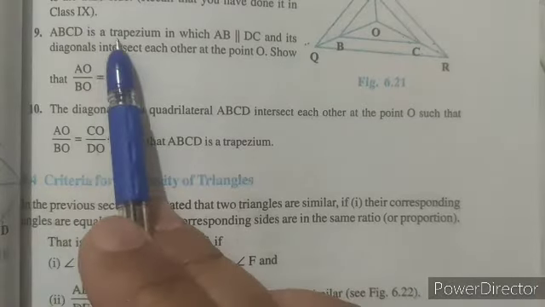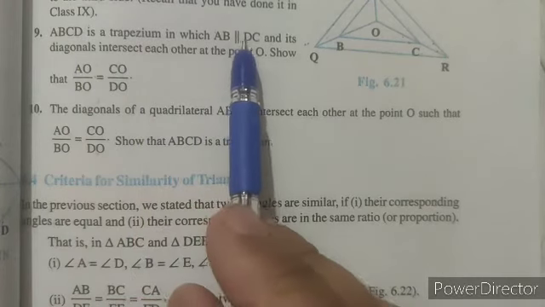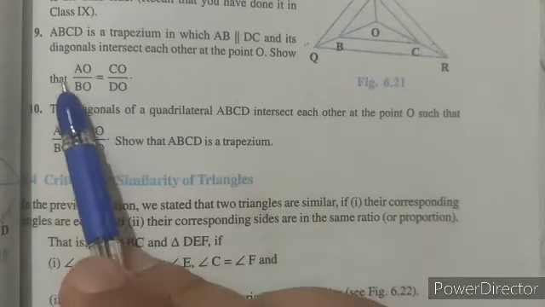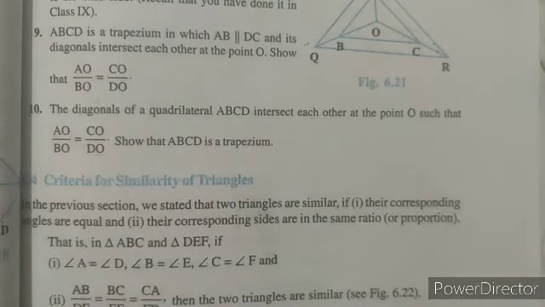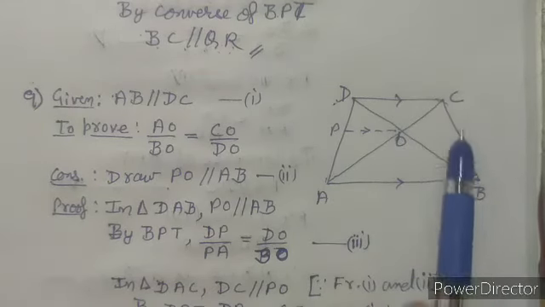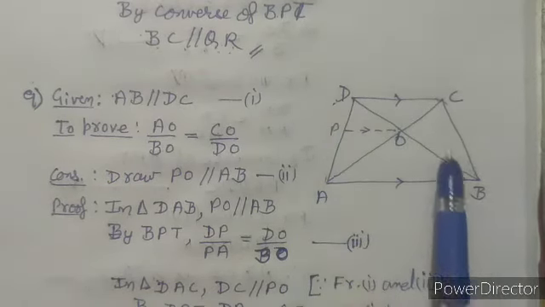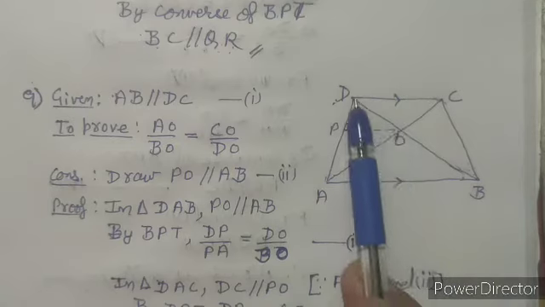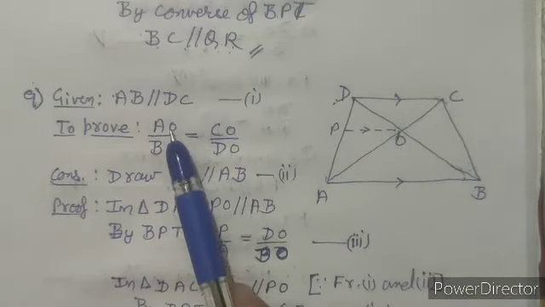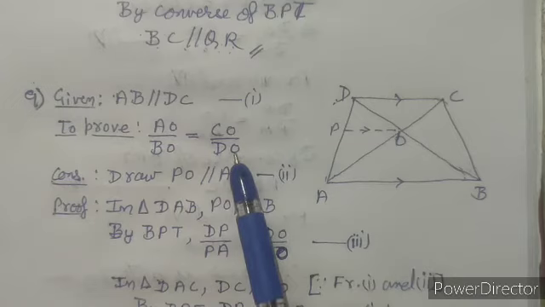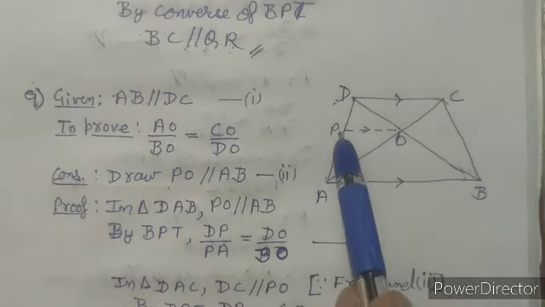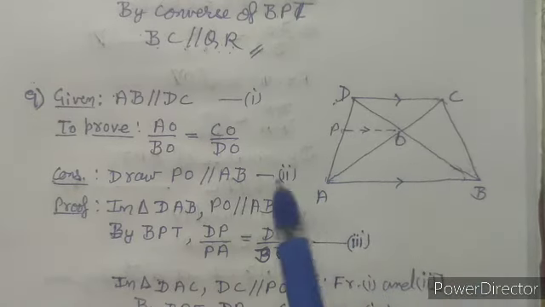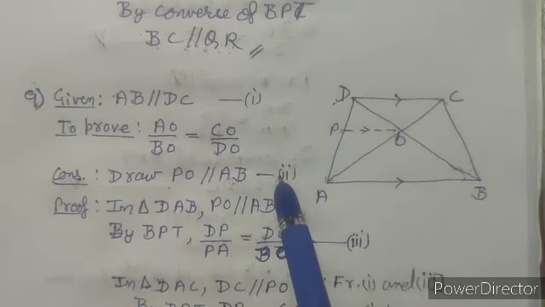Now in question number 9, ABCD is a trapezium in which AB is parallel to DC and its diagonals intersect each other at O, so that AO upon BO equal to CO upon DO. Now a trapezium ABCD is given to us where AB is parallel to DC and diagonals AC and BD intersect at O. We have to prove AO upon BO equal to CO upon DO. Now first of all we will make a construction. We will draw PO parallel to AB. Now this I have taken as equation second.